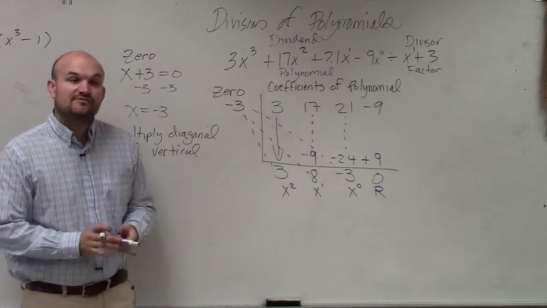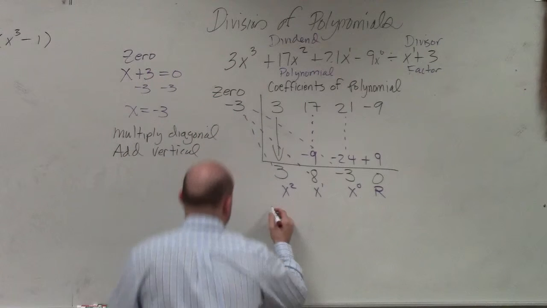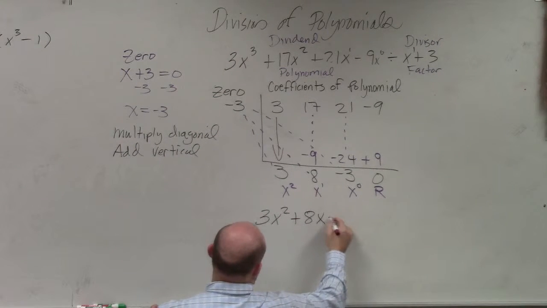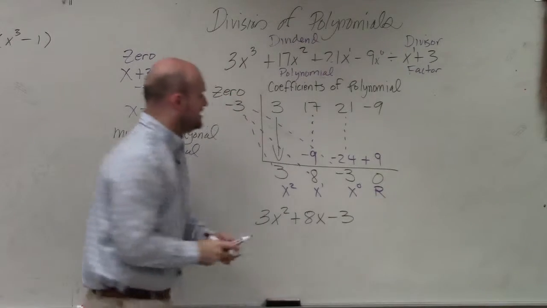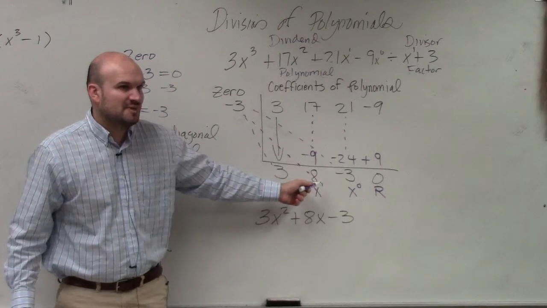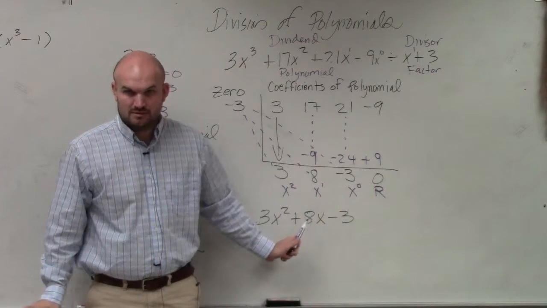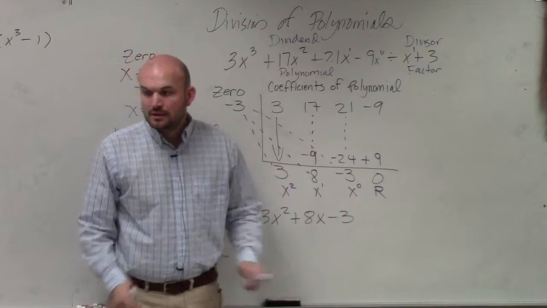Yes? So therefore, my quotient, or my answer, is 3x squared plus 8x minus 3. Because do you guys agree with me? I don't really need to write x to the first power, nor do I really need to write x to the 0. Oh, absolutely.